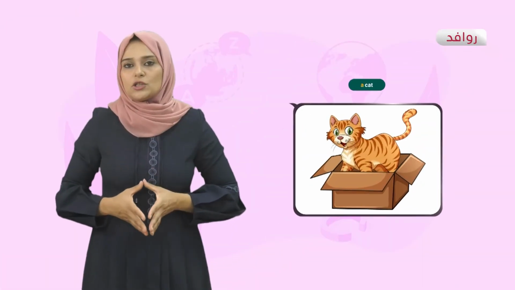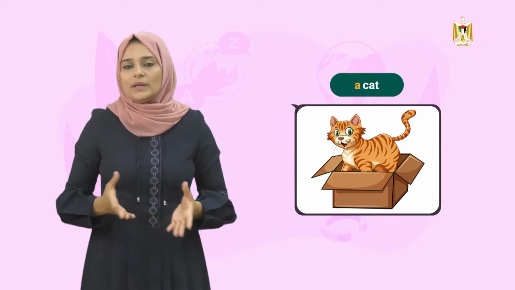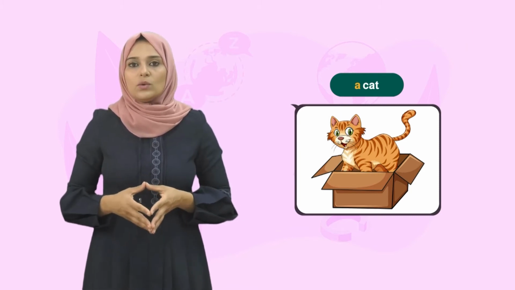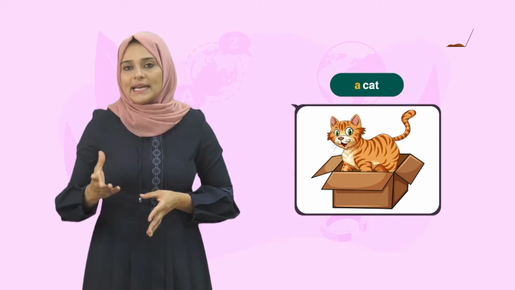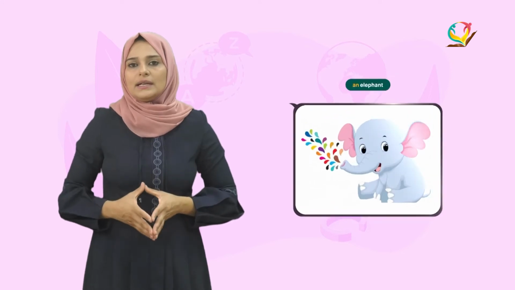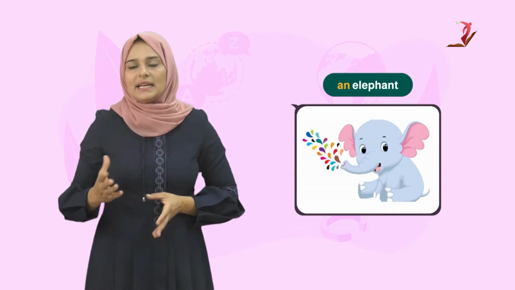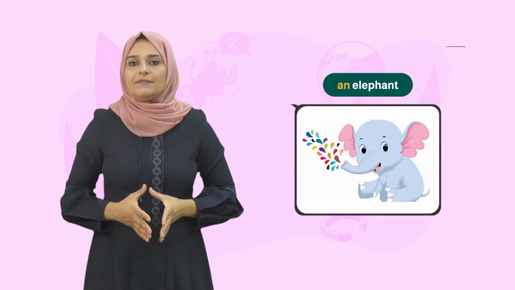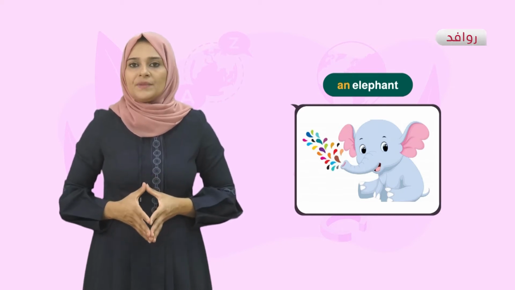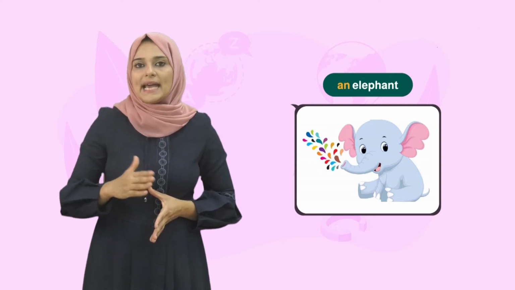Look at this picture. This is a cat. A cat. Here we did not specify which cat we are talking about, so we say a cat. Now look here. It is an elephant. An elephant. Here the elephant is also indefinite. We said an elephant.